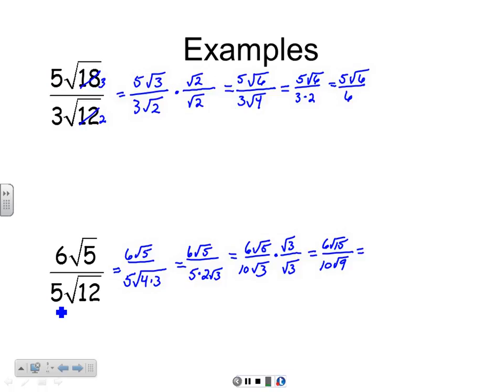So if we keep going, we're going to get 6 square roots of 15 over 10 times 3. Instead of 10 times the square root of 9, we're going to get 10 times 3. So now I'm going to have 6 square roots of 15 over 30. And the 6 and the 30 will reduce. 6 will go into itself 1 time, and 6 will go into 30 5 times. So I have the square root of 15 over 5. And that will not reduce because one is a radical and the other one is not.